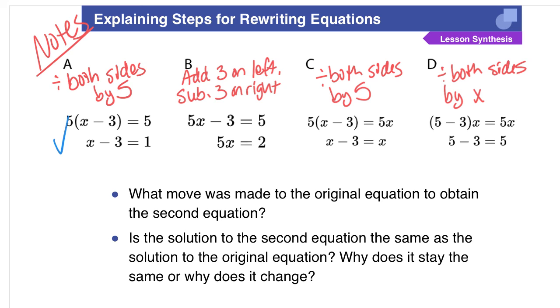So no, this one is not going to be an equivalent equation because you got to do the same thing to both sides of the equal sign. And in B, that did not happen. In C, we divided both sides by 5. So yes, you can do that. As long as you do the same thing to both sides, you're good. And in D, we divided both sides by x to get from the first equation to the second. No, you cannot do that. You cannot divide by the variable because what if it's 0? You cannot divide by 0.